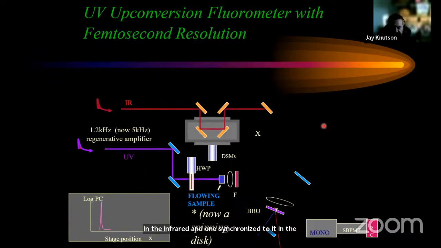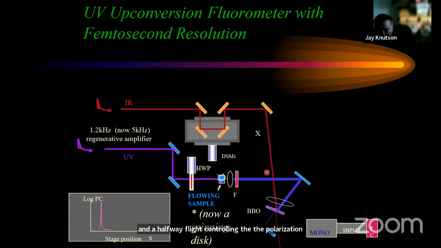You pass that into the sample with the UV and a half-wave plate controlling the polarization, and the fluorescence is collected through filters and passed into a mixing crystal, typically BBO. With a delay, the infrared pulse also passes through and interacts with that crystal.